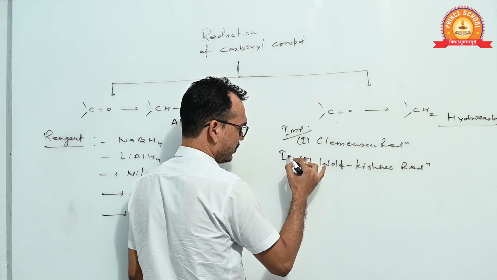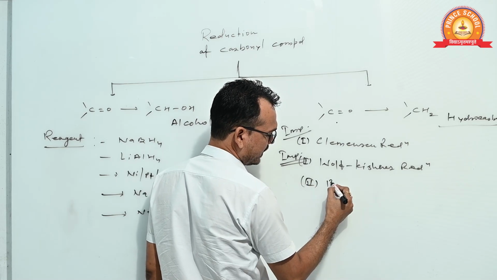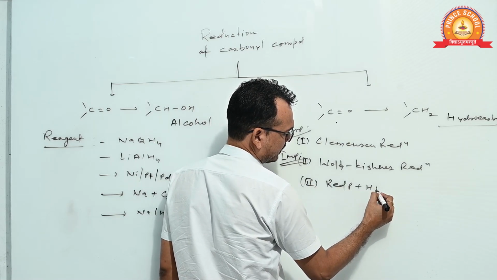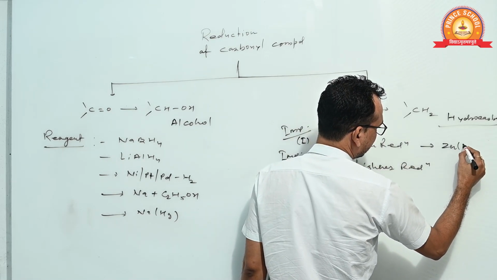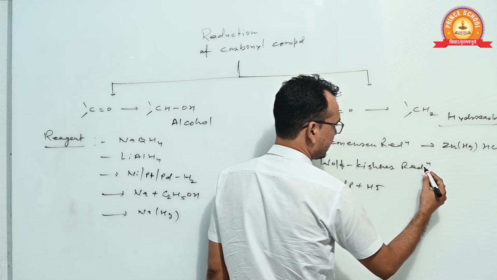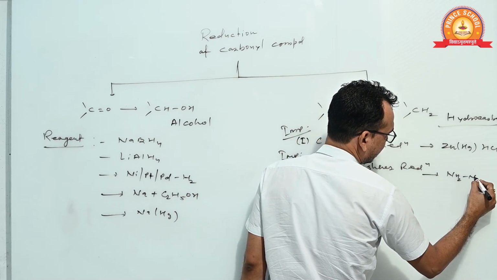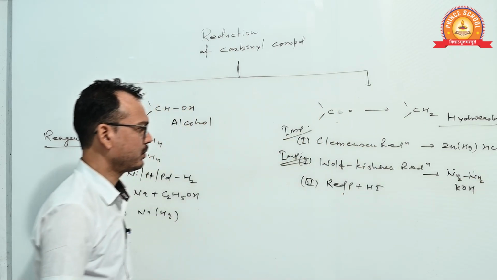reduction is also important, and the universal reagent for the reduction is red phosphorus plus HI. The reagent of Clemmensen reduction is ZnHg/HCl, and the reagent of the Wolff-Kishner reduction is hydrazine and KOH, and this is red phosphorus and HI.